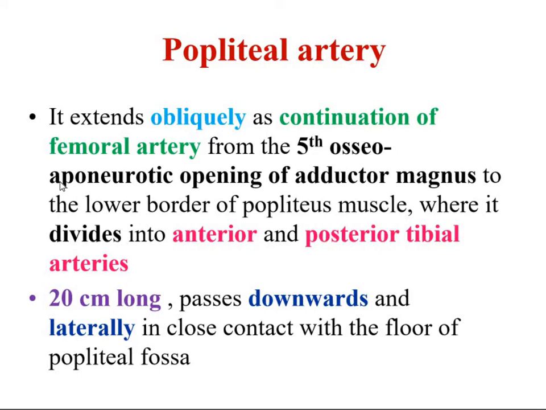Okay, so it is around 20 centimeters long, passes downward and laterally in close contact with the floor of the popliteal fossa. That means it is the deepest structure. Obviously, whatever is in close contact with the floor would be the deepest one. So the popliteal artery lies deep down in the popliteal fossa.